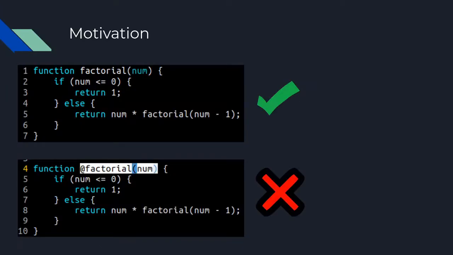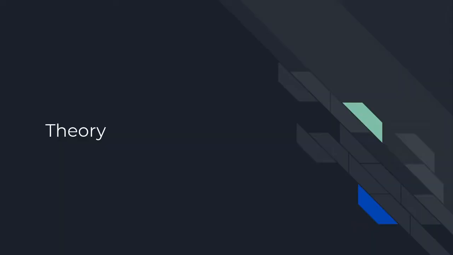As a motivating example, let's consider a simple program to compute the factorial of a number. Obviously, the program on top will run successfully, but the program below will throw a syntax error. So how does the scanner know that the program on the top is valid and the program below is invalid? To answer that, we have to look into theory.